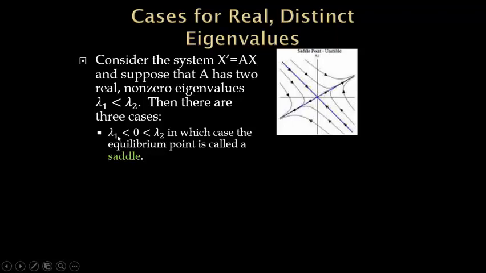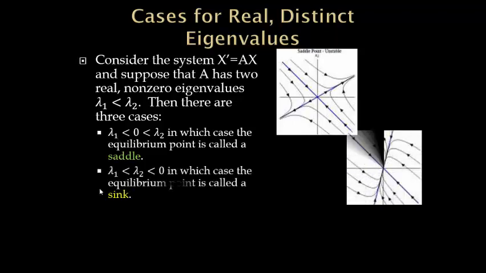So if one of your eigenvalues is less than 0 and one is greater than 0, we call that a saddle point. So the equilibrium point when one eigenvalue is positive and one is negative, we call that equilibrium point a saddle. In the case where both of your eigenvalues are negative, we call the equilibrium point, which was 0, 0 in our case, a sink.